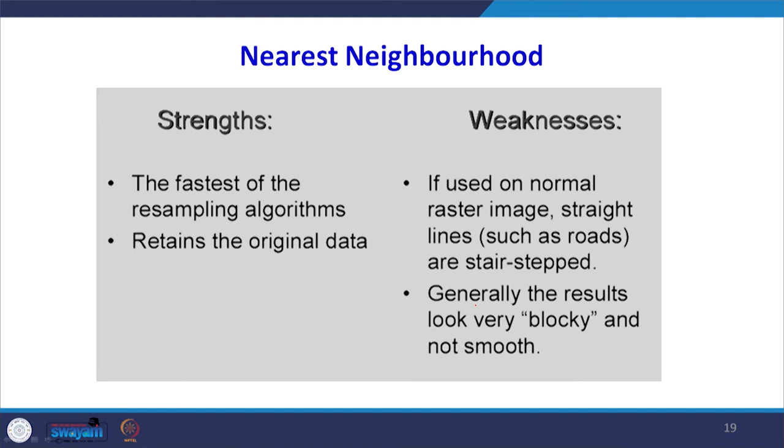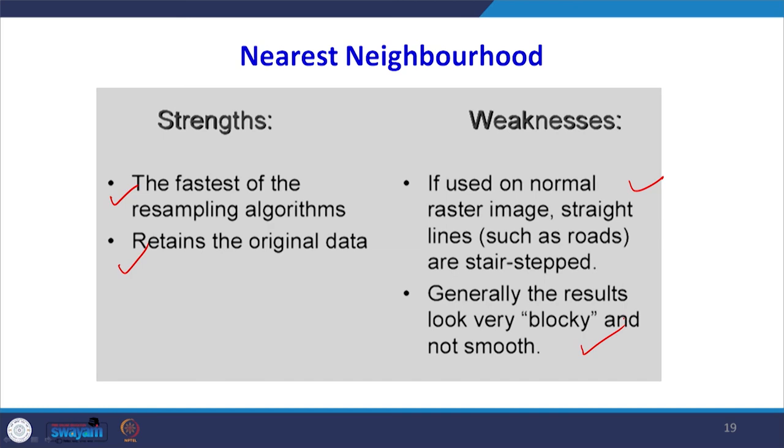If we look at the strength and the weakness, it is very fast, the fastest algorithm as far as computational time is concerned. It is retaining the original data. But the weakness is that straight lines such as roads and railway lines become stepped, because of the shift in the new pixel locations. So a linear feature which was appearing very smooth is no longer that smooth. Generally, the image would appear blocky.